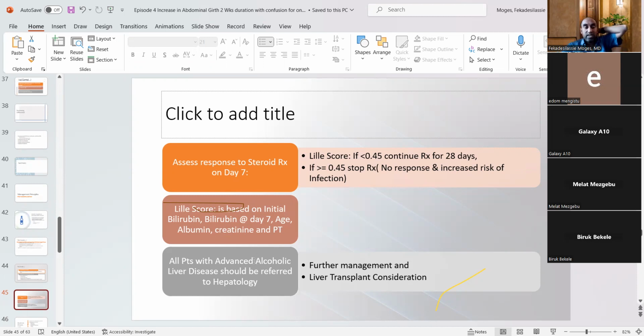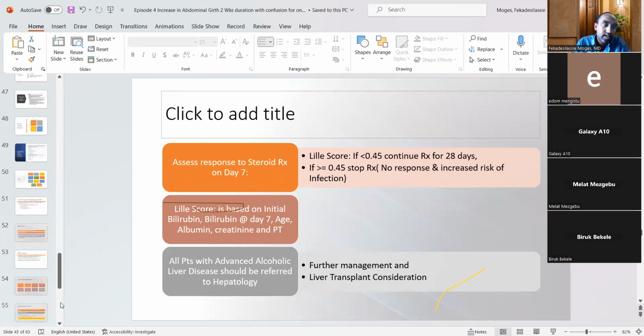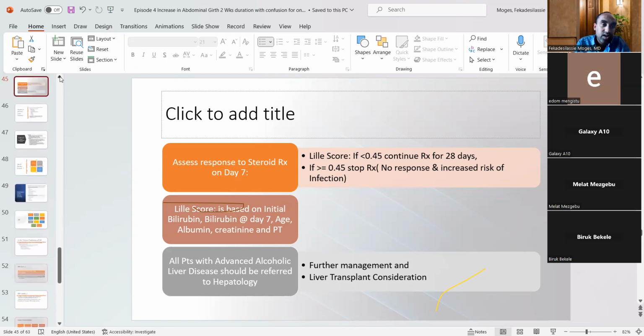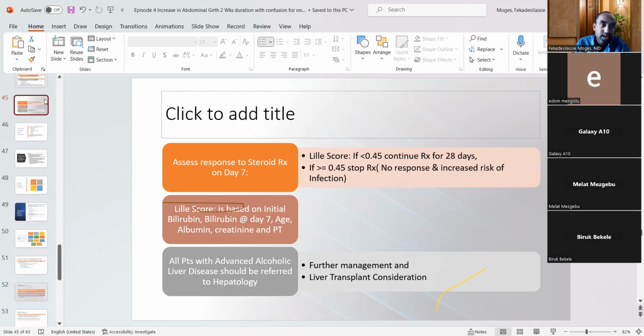And all patients with advanced alcoholic liver disease should be referred to hepatology, okay? Whether they are abstaining or not, just refer them to hepatology for further evaluation and management and further consideration of hepatic transplantation, okay? Do you have any question with this? That is as far as alcoholic hepatitis is concerned, okay? That management.